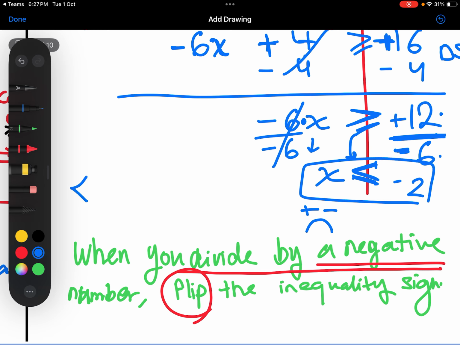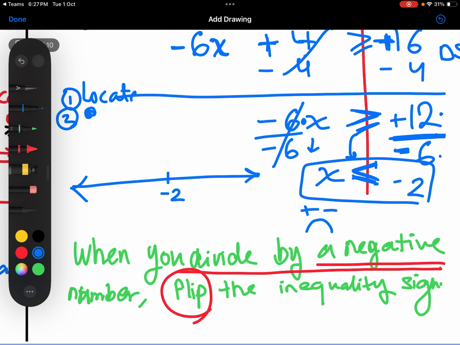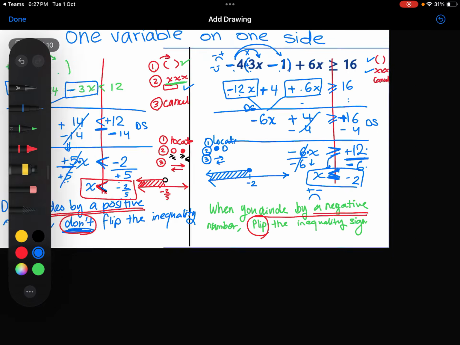Again, how can I draw that on the number line? Step number 1, locate your number. My number is negative 2. Step number 2, decide open or closed circle. Since it's less than or equal to, then it's a closed circle. Step number 3, draw your arrow, either to the right or left. Since it's less than or equal to, then it's pointing this way. Just go same direction as less. That's it.